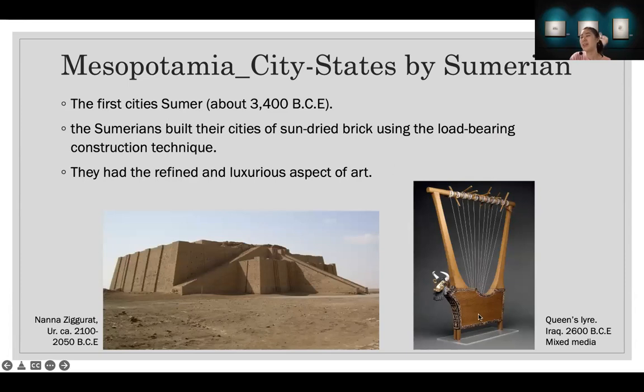Can you guess what it is? Let me give you a tip. It's a musical instrument. A harp. Yes, very good. Wait, I didn't hear him. What was it? Harp. Okay. Yeah. Thank you. Looks very luxurious, right? I love this.